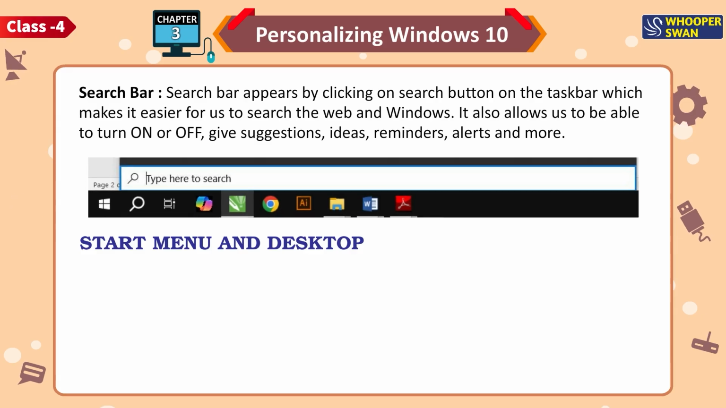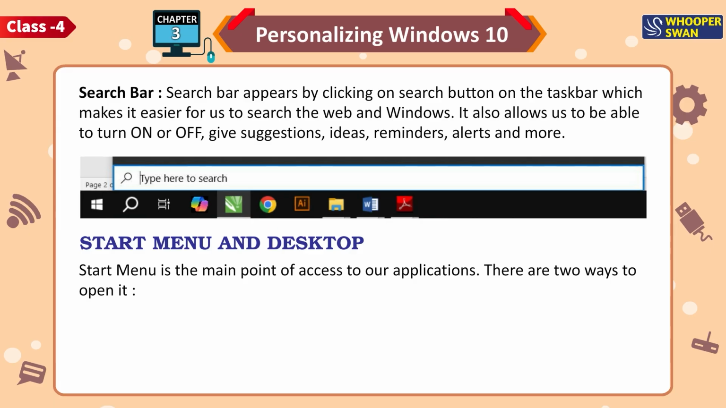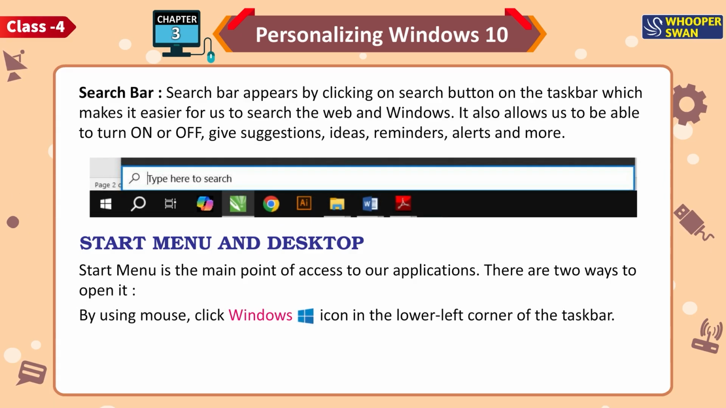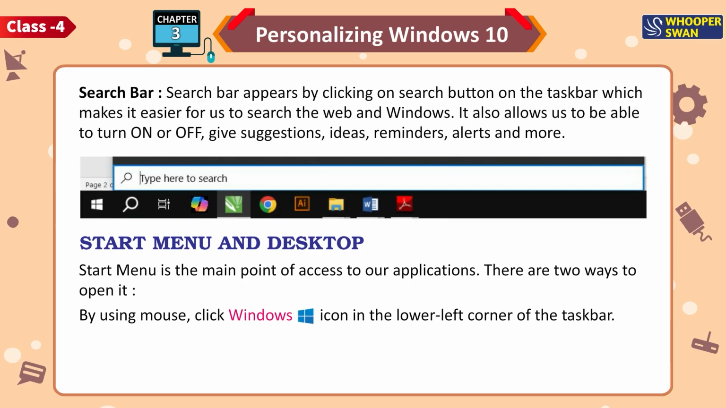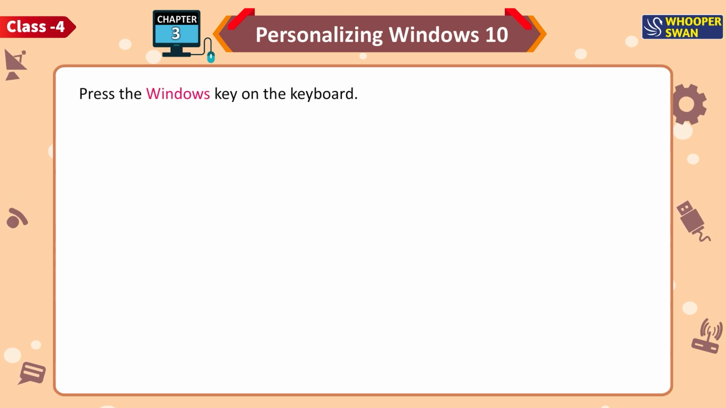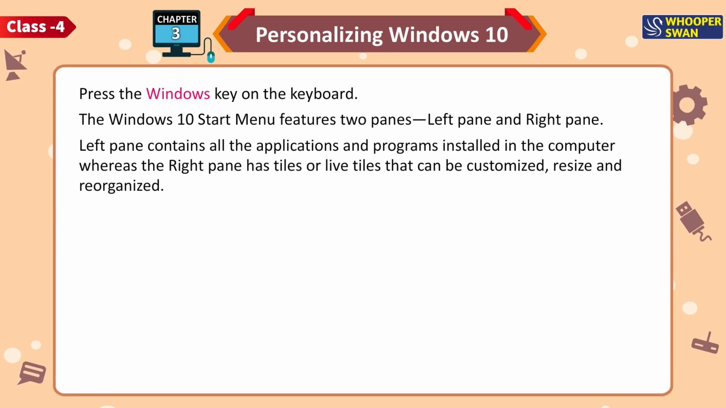Start menu and desktop. Start menu is the main point of access to our applications. There are two ways to open it. By using mouse, click Windows icon in the lower left corner of the taskbar. Or press the Windows key on the keyboard. The Windows 10 Start menu features two panes, left pane and right pane. Left pane contains all the applications and programs installed in the computer, whereas the right pane has tiles or live tiles that can be customized, resized and reorganized.